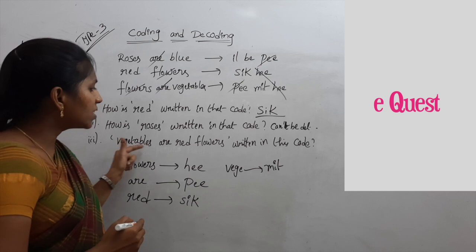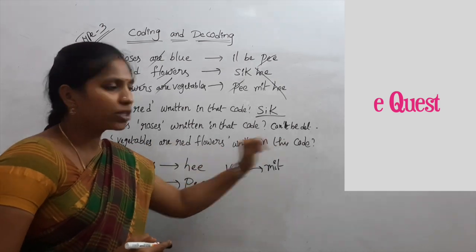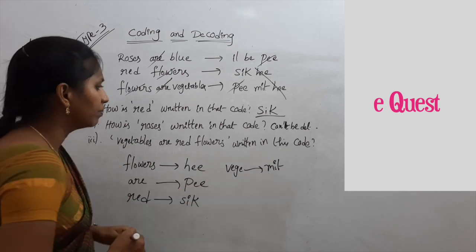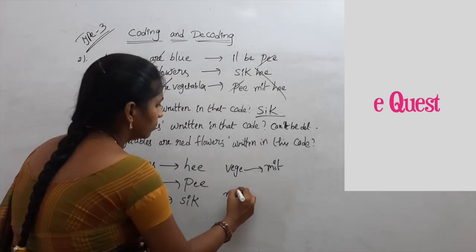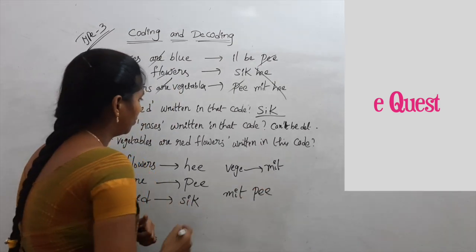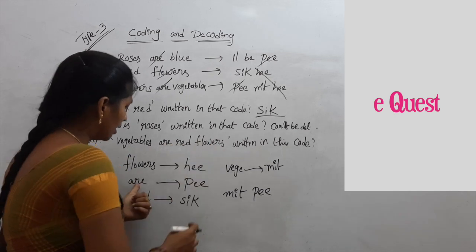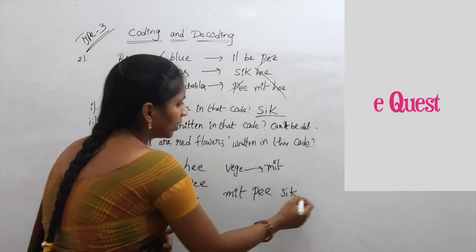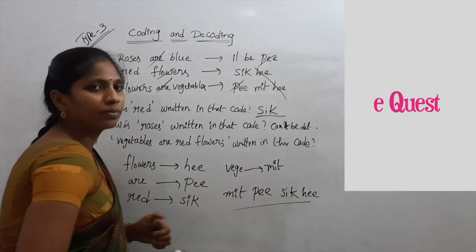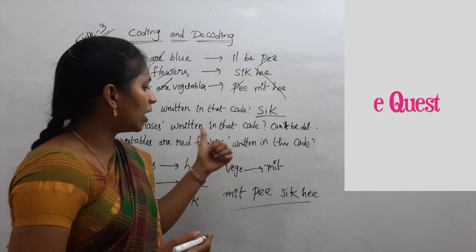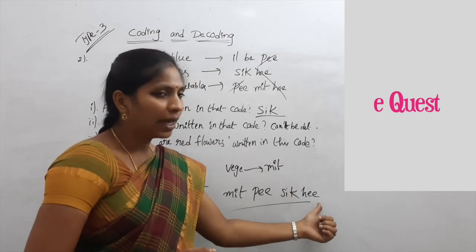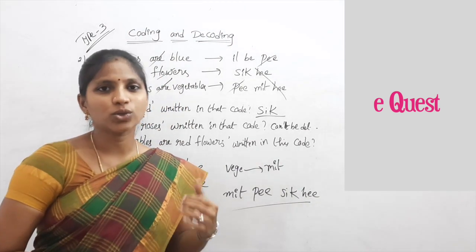Third question. How are vegetables are red flowers written in this code? Vegetables code is MIT. R code is P. Red flowers. Red code is SIK. And flowers code is HE. Vegetables are red flowers. Corresponding code is MIT, P, SIK, HE.